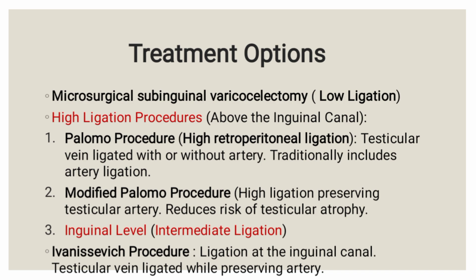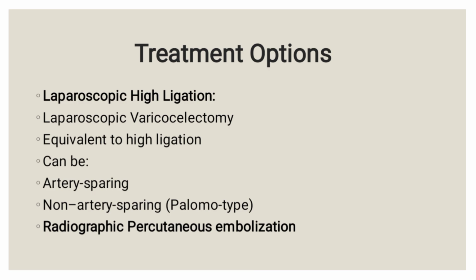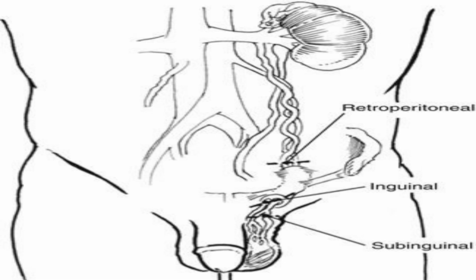And third one is at the inguinal level, which is intermediate ligation, including the Ivanissevich procedure. It includes ligation of the varicocele at the inguinal canal. The testicular vein is ligated while preserving the testicular artery. Next treatment option is laparoscopic high ligation, which includes laparoscopic varicocelectomy equivalent to high ligation. It can be artery sparing or non-artery sparing, like the Palomo type. And the last option is radiographic percutaneous embolization. So this picture is showing all three approaches: subinguinal low ligation, then inguinal ligation, then retroperitoneal ligation.